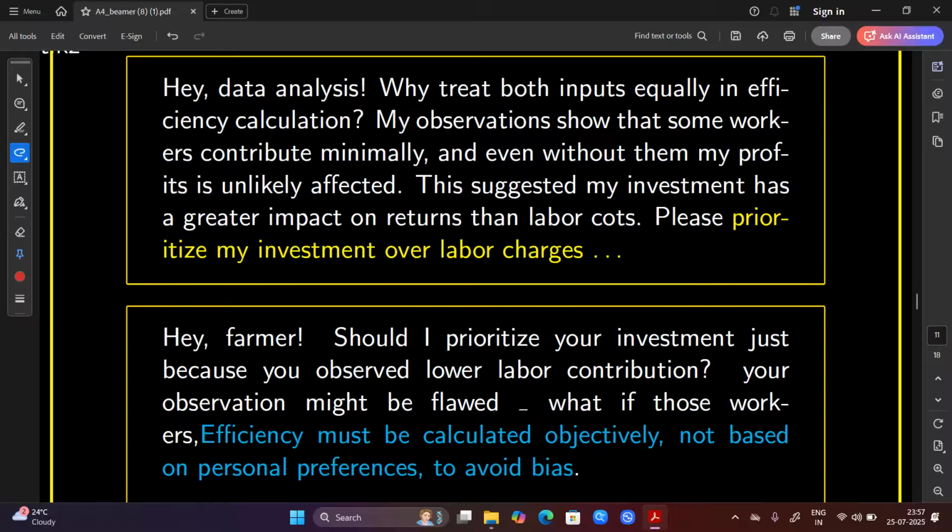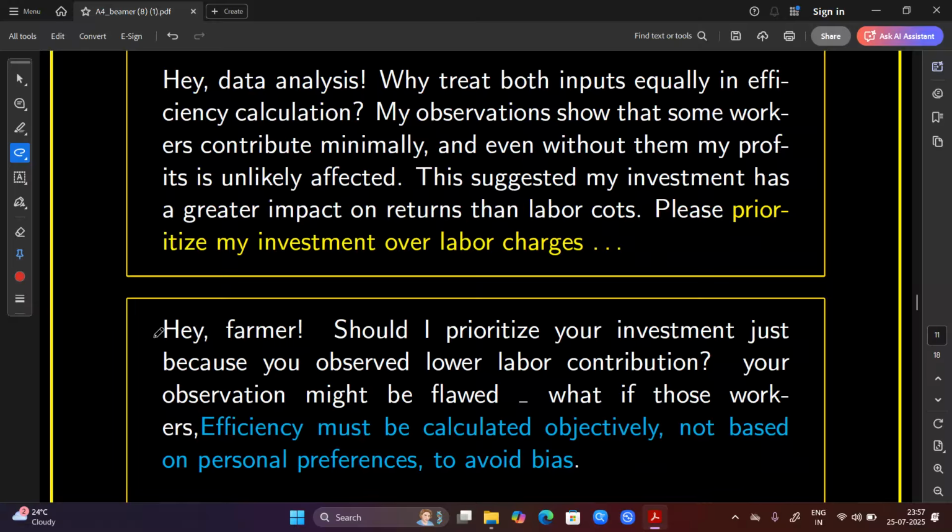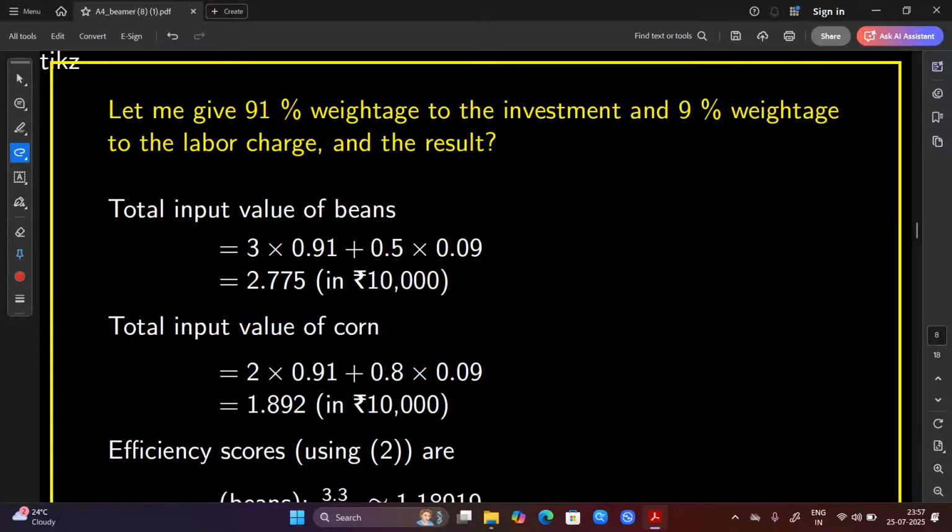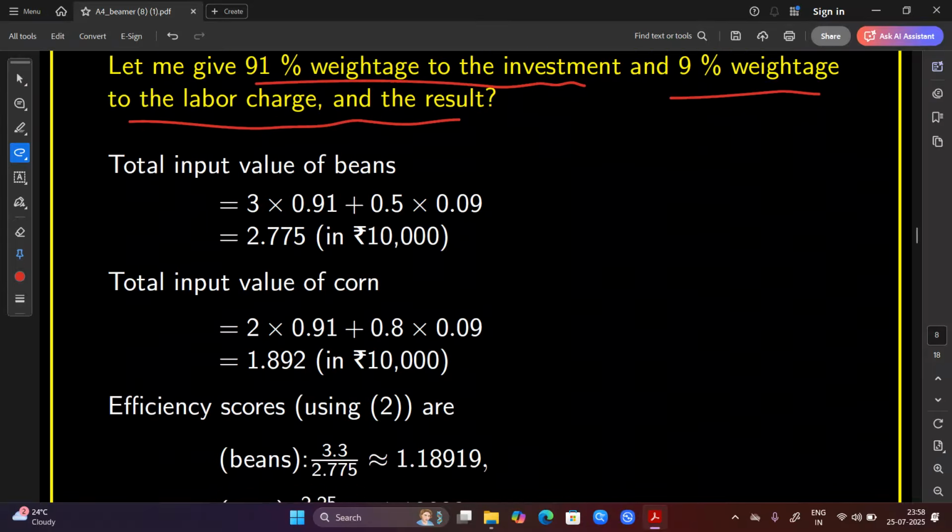Now, what is the answer of the data analyst, or you can call them a data scientist also? Hey farmer, should I prioritize your investment just because you observe lower labor contribution? Your observation might be flawed. What if those workers' efficiency must be calculated objectively, not based on personal preference, to avoid bias? So what to do? Now, coming to this slide, let me give 91% weight to the investment and 9% weight to the labor charge, and then we do some calculation and see what the result is.